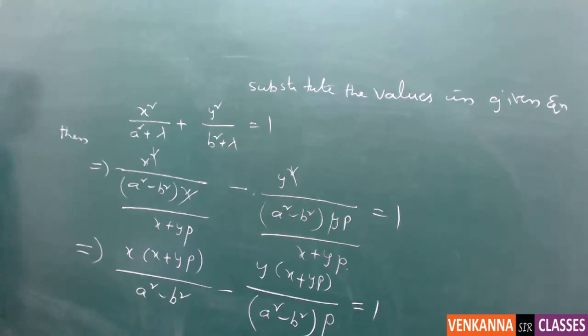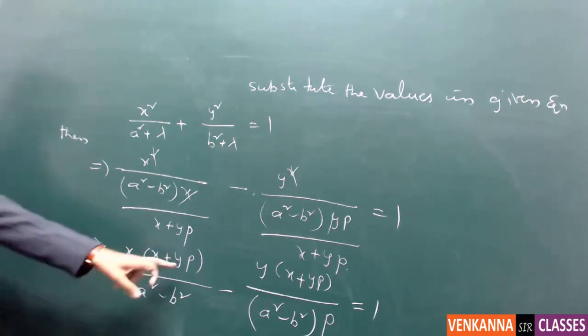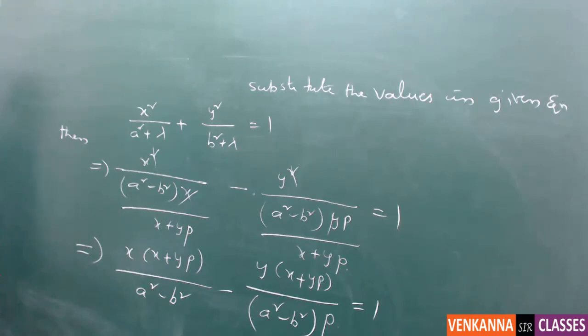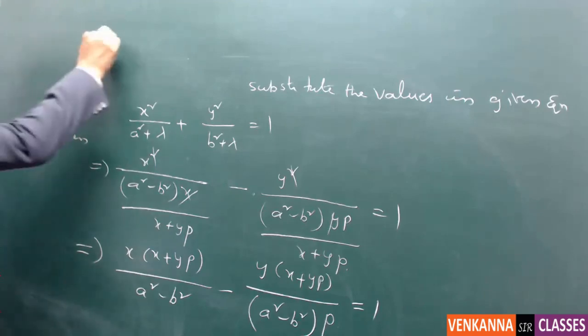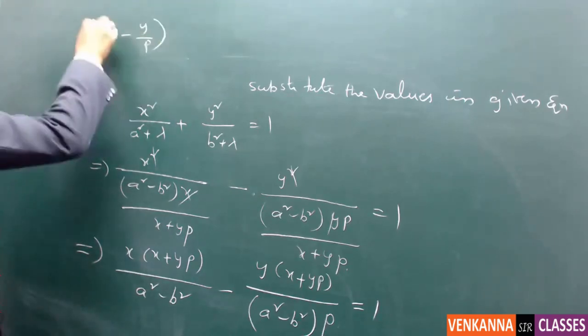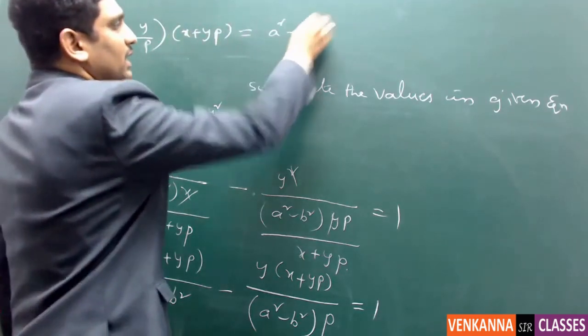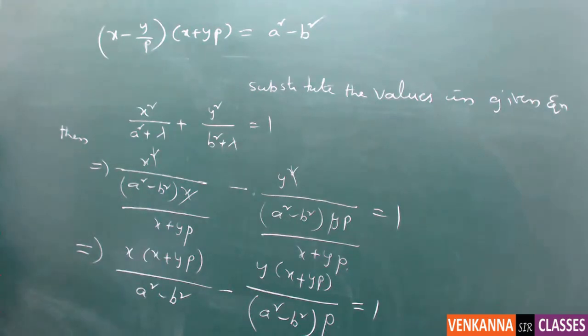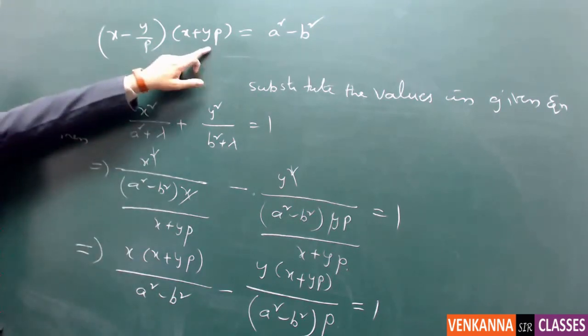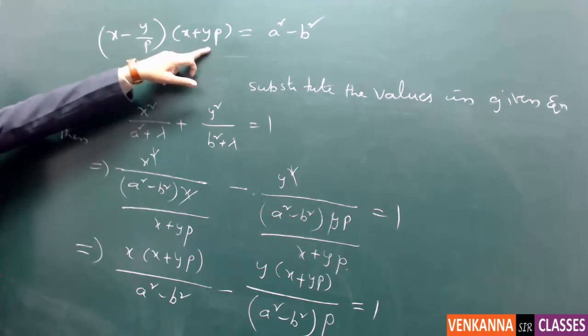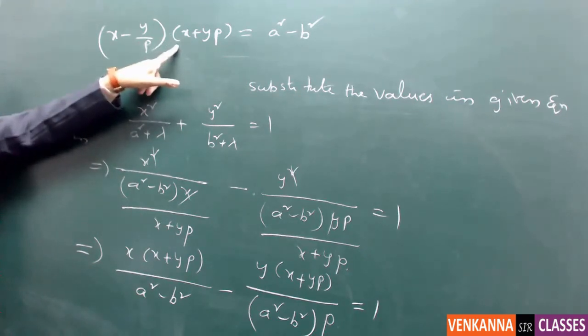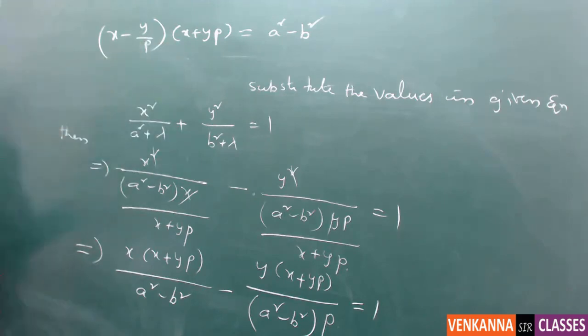Right. So if you take common in the numerator x plus yp, and a square minus b square goes to the right side, then you have x minus y by p into x plus yp is equal to a square minus b square. So here you can observe that the given parameter lambda is completely eliminated and p is nothing but the differential dy by dx. So it is our required differential equation. Accepted?